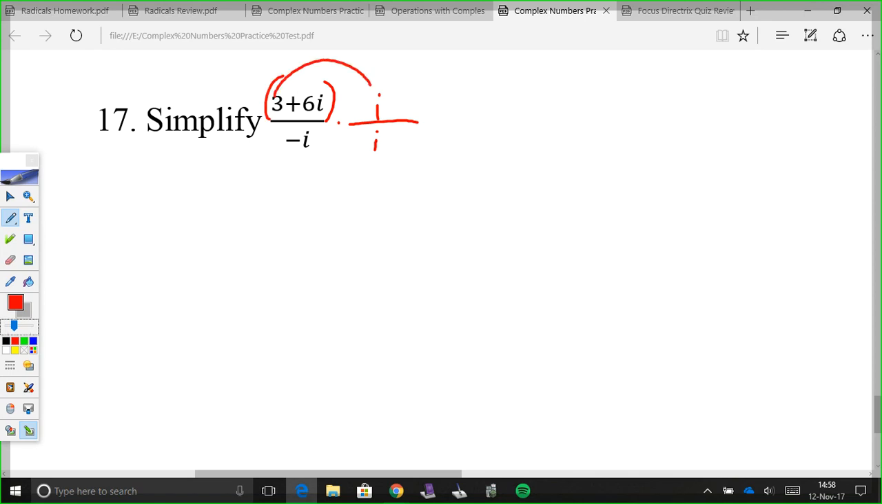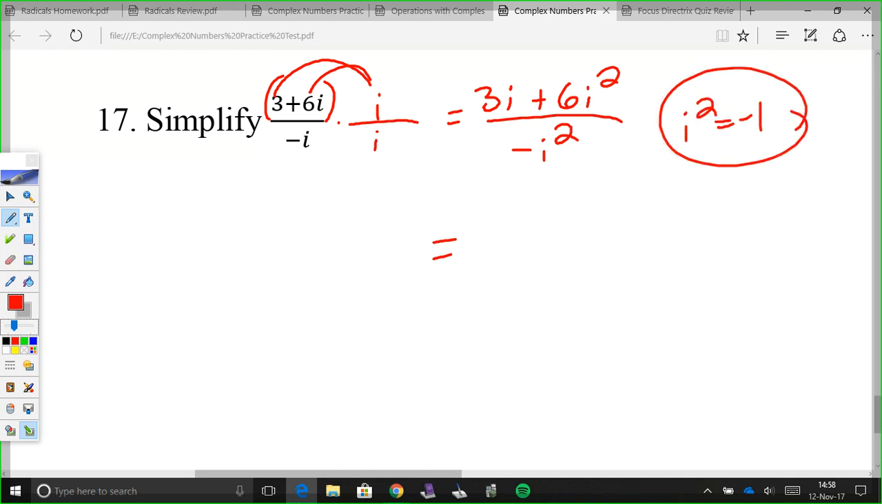So 3 times i is going to make 3i. And 6 times i is going to make 6i squared. Again, don't forget about your i squared. On the bottom, a negative times a positive, this is going to become a negative i squared. Again, because i times i is i squared. So I want to quickly just go ahead and change the i squared to negative 1. That's the main thing you don't want to forget about.